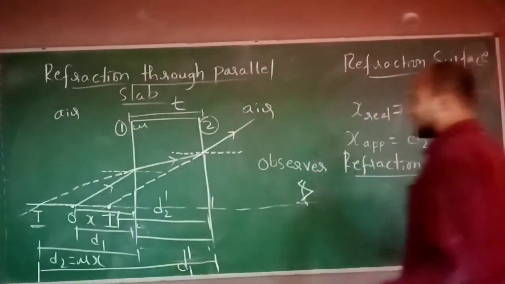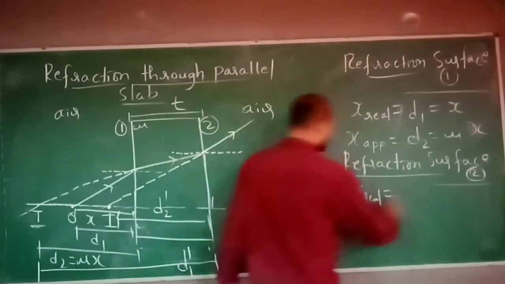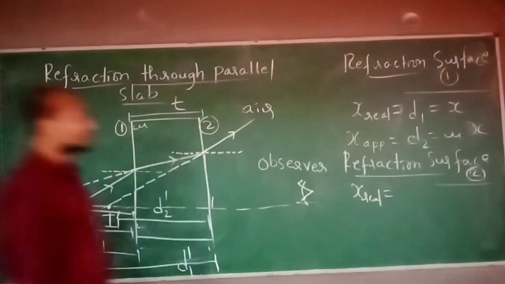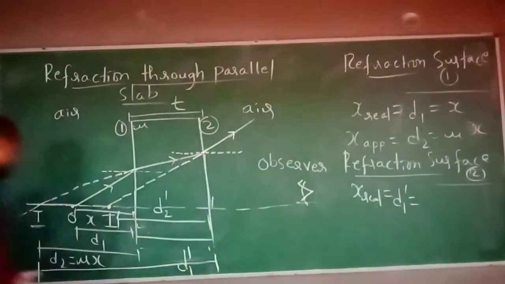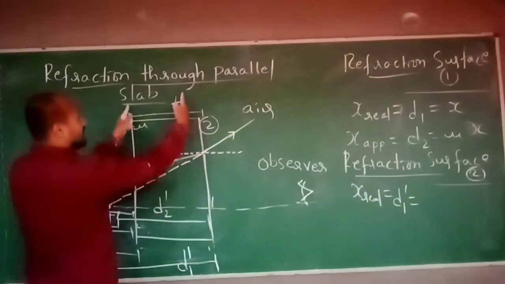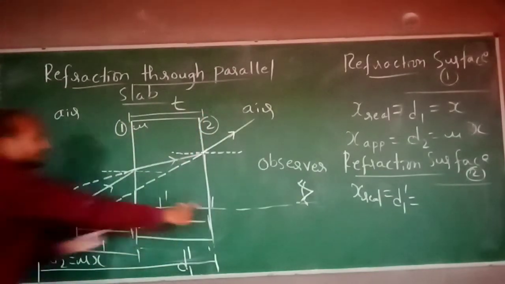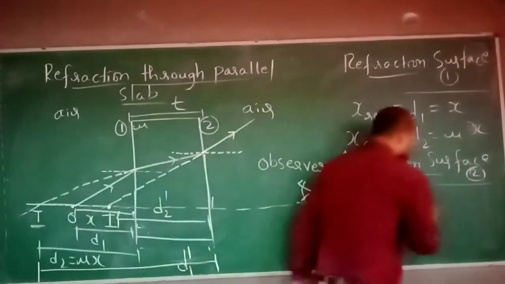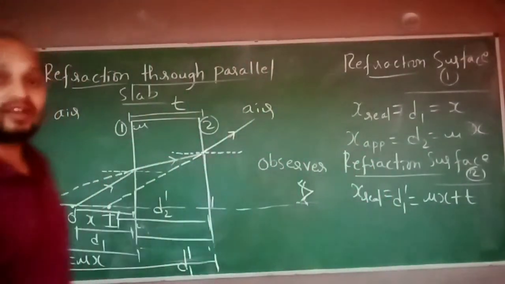So I can write here: real depth for refraction is D1 dash. What is D1 dash? D1 dash is nothing but D2 plus T, where this thickness is T. What is D2? Mu x. So D1 dash will become mu x plus t.